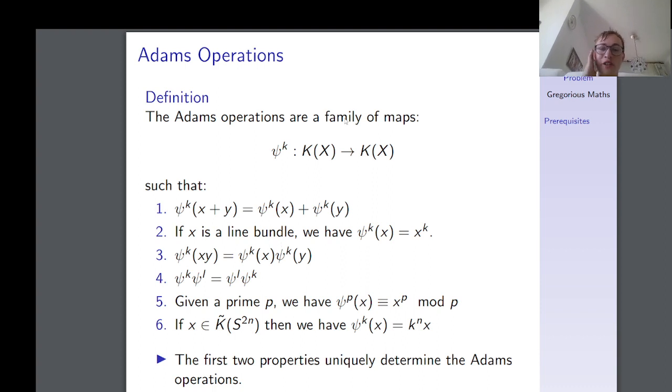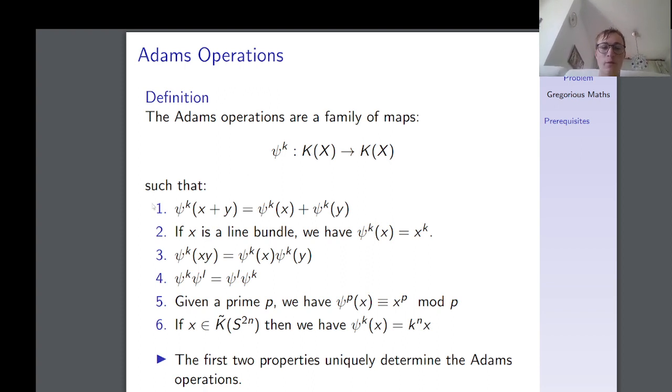Now, we also need to use the Adams operations. And again, I won't go into much detail about what they are. If you want prerequisites about K-theory, then I have an old talk that I did about K-theory. I'll try and remember to link these in the description or something. But anyway, let me proceed. The Adams operations are a family of maps, psi k, which go from the K-theory of X to the K-theory of X. They satisfy the following.